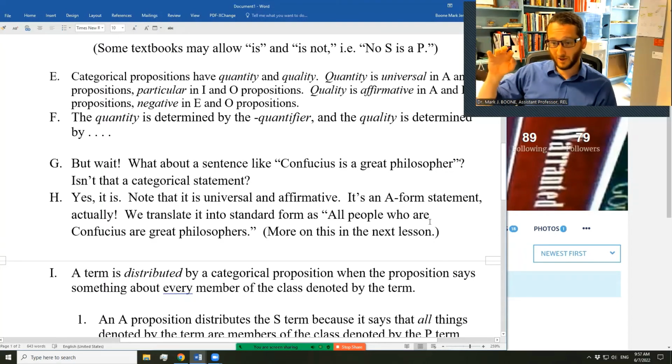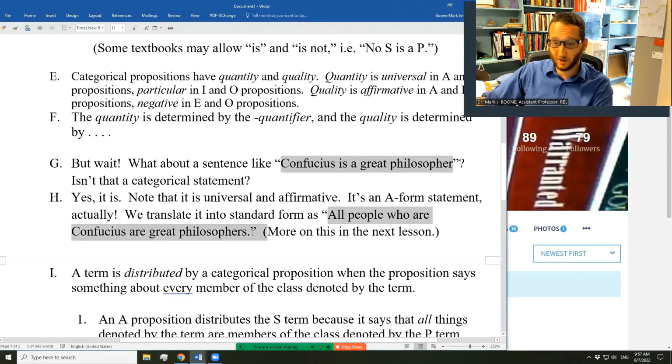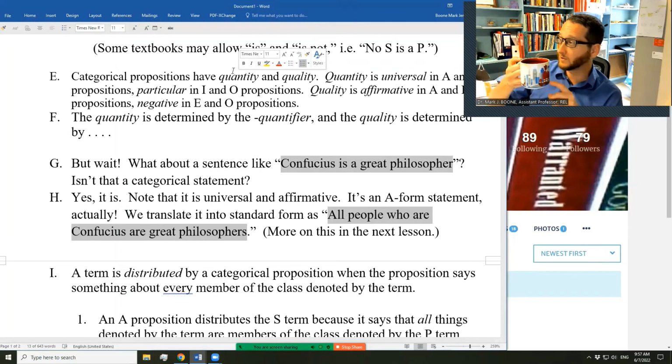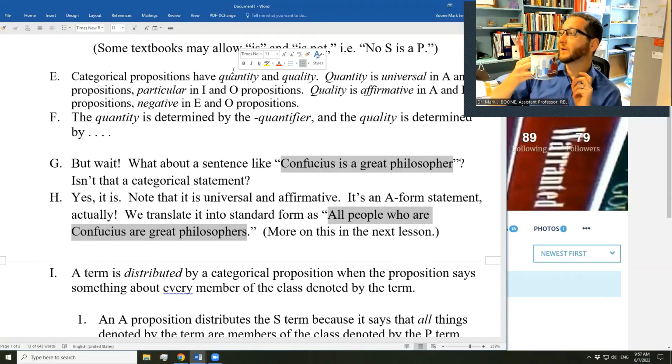depart from ordinary human language just to this extent, that you translate sentences like "Confucius is a great philosopher" into sentences like "All people who are Confucius are great philosophers." Translate any term referring to a category of one into a plural term, and make sure you translate the sentence as universal.